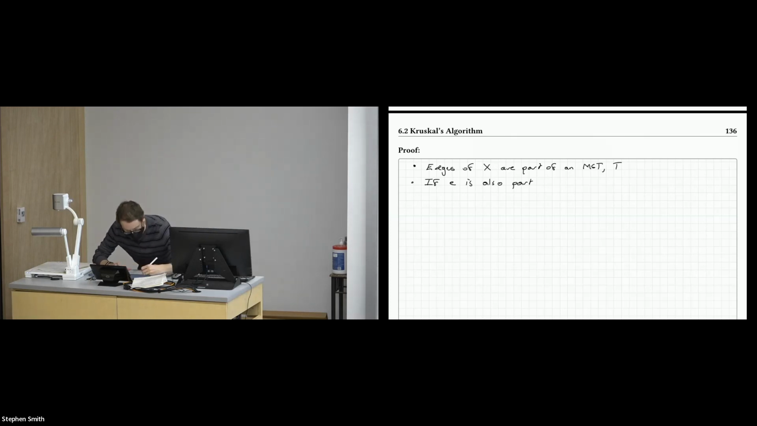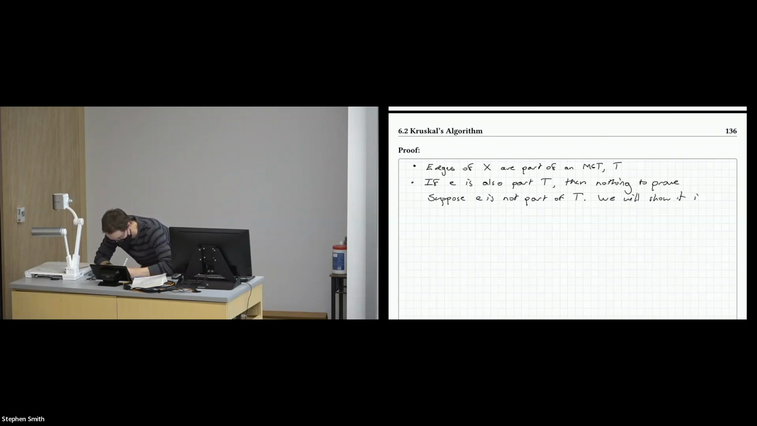So if E is also part of T, then nothing to prove, right? That satisfies the result. So let's suppose E is not part of T. We will show it is part of another MST, T prime.